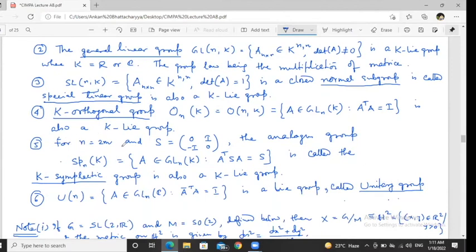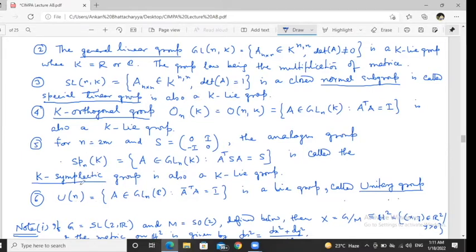Another example, a very important group: suppose S is the block matrix with 0, I, minus I, 0, where I is the identity matrix. The analogous group is called Sp(n,K), such that A belongs to GL(n,K) and A transpose S A equals S. If this holds, then it is called the K symplectic group.